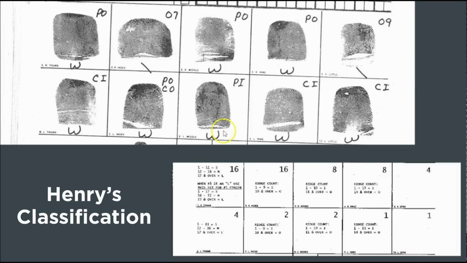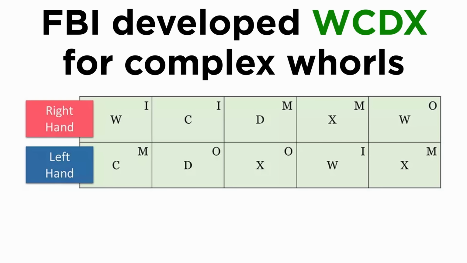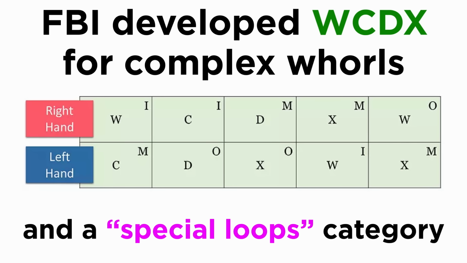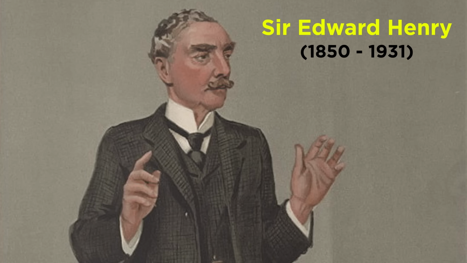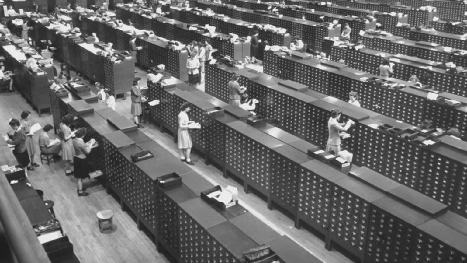While Henry's system revolutionized fingerprinting, modern adaptations address its gaps. The FBI added subdivisions such as WCDX for complex whorls, and a special loops category. Digital systems now automate classification, reducing manual errors inherent in analog pigeonhole storage. Yet Henry's core logic endures: layered, hierarchical analysis that balances breadth and precision, proving even century-old frameworks can evolve without losing relevance.